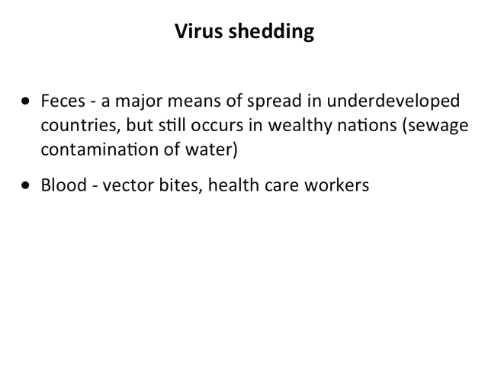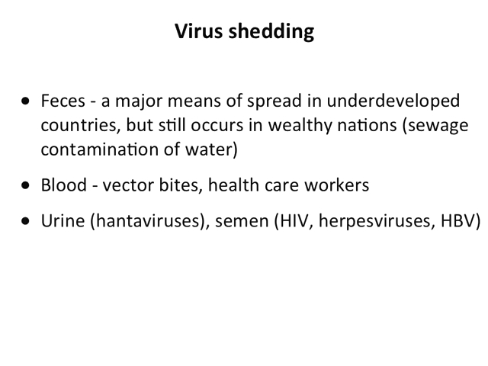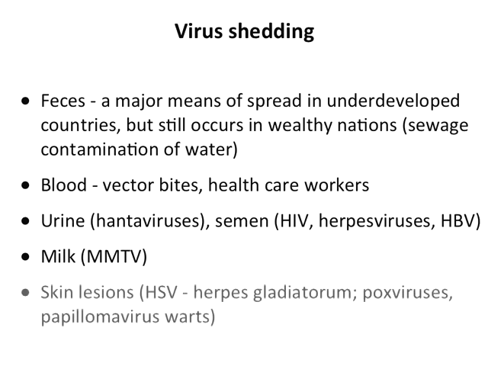We have vector bites. Healthcare workers get infected. Even though we're careful about the blood supply, there's a lot of blood-borne transmission. Urine also: hantaviruses are spread from mice to humans by mouse urine. HIV, herpes viruses, and hepatitis B virus are in semen. A mouse virus can even be transmitted to the offspring via milk.